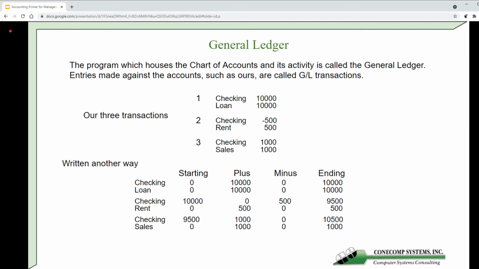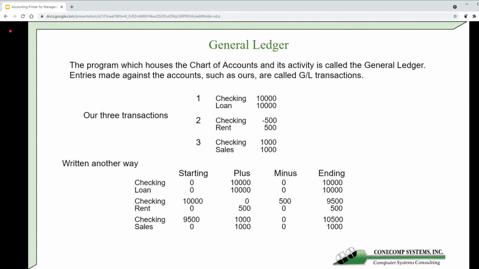In our second transaction, where we paid the rent, we showed the asset account checking going down by $500 and our rent expense going up by $500. And similarly, our third one, where we sold the widget, our checking account, the asset account, went up by $1,000, and our revenue account, the sales account, also went up by $1,000.